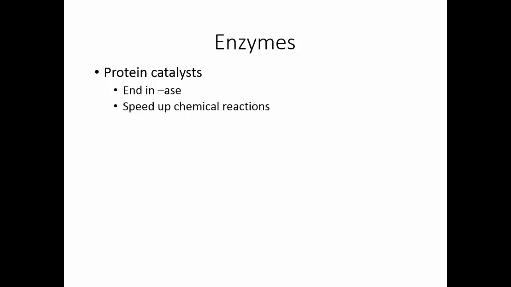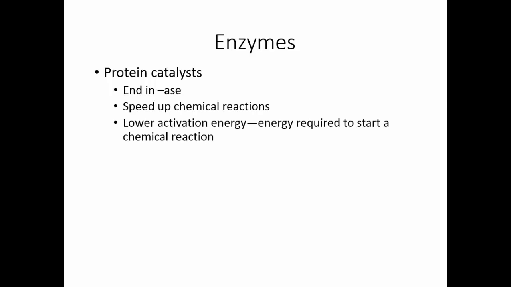Enzymes are an important piece of metabolism. Enzymes are catalysts, and they are always proteins. We can tell we're dealing with an enzyme because it ends in ASE. Catalysts simply speed up chemical reactions. Every chemical reaction has a little startup energy that's required. We call this the activation energy. Enzymes lower the amount of startup energy any reaction requires so that the reaction starts more rapidly.